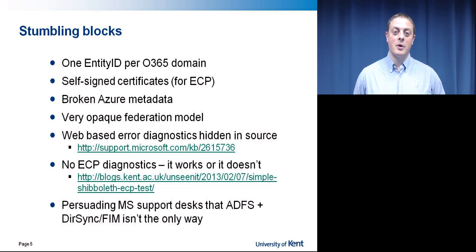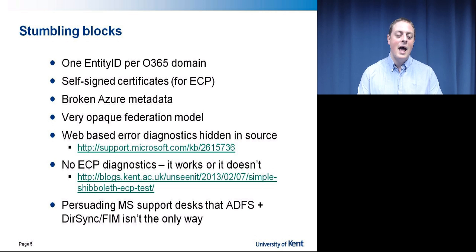Once we got all that working, we discovered that the Azure metadata that the documentation tells you that you should configure your Shibboleth IDP to download every day is missing the binding for ECP to work. Web single sign-on works fine, but it's missing this one line. The documentation itself has a copy of the metadata in it, and that's correct. So we've cut and pasted that out into a file on our IDPs. Yeah, issues with there.